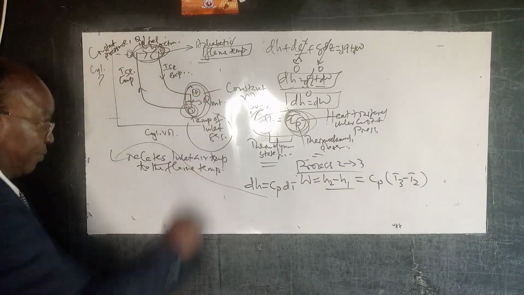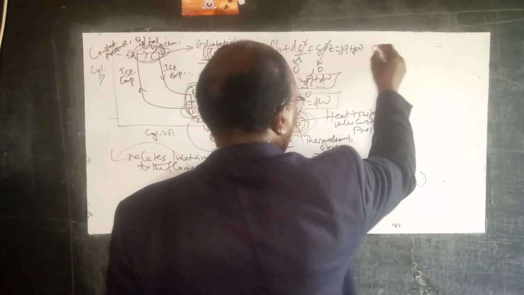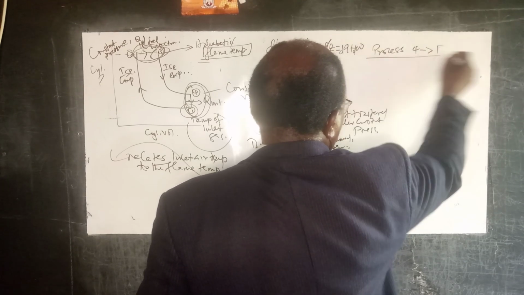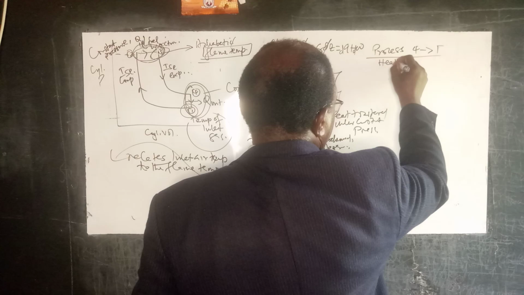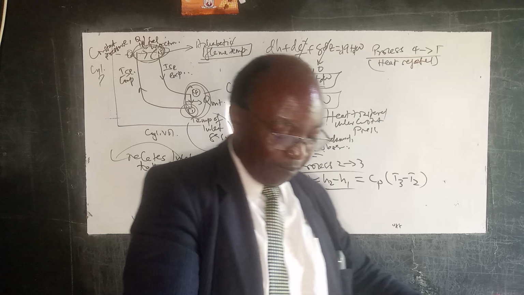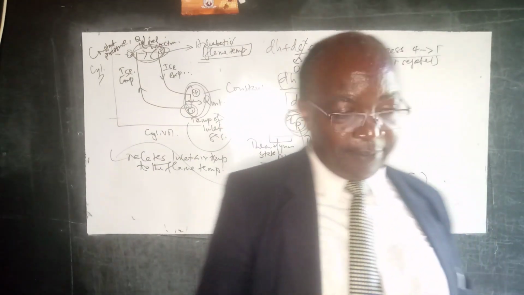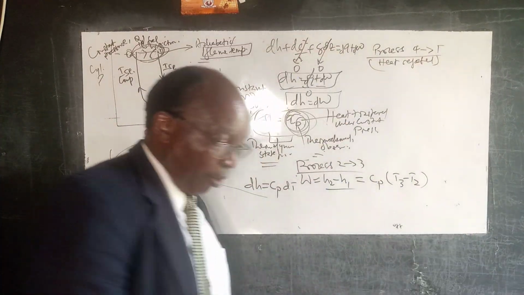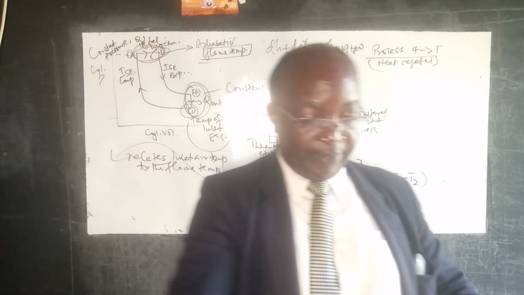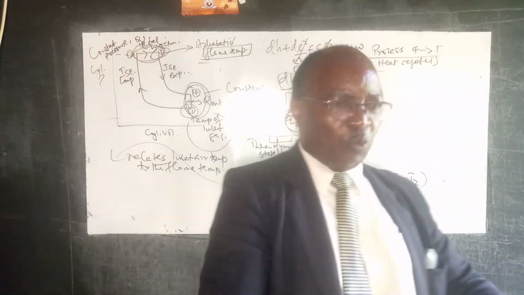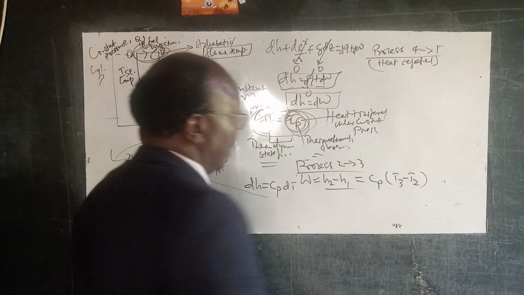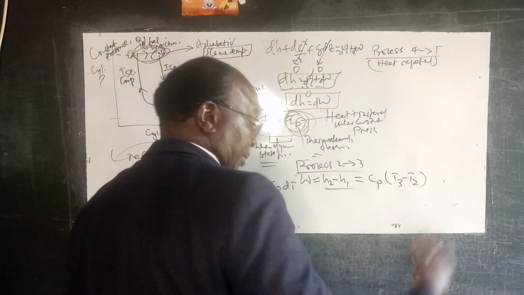And for this particular process 4 to 1, where we have rejection of heat, where heat is rejected, of course when it's rejected, those gases can go to the exhaust port and come out of the exhaust system, or it can be taken up by the cooling system of the engine, because you have a coolant in the system. You have a radiator, a coolant which is able to take some of the heat, so the engine is not affected too much by those kinds of temperature changes.